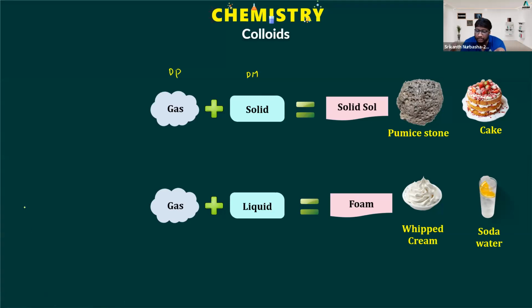So based on the difference in the physical state of the dispersed phase and a dispersion medium, we have tried to name different types of colloidal solutions, and examples of each category are given. So we have to take this very seriously, because questions will be directly asked, like pumice stone is an example of which type of sol. Foam is which type of sol. Fog is which type of sol. Like that, questions can be asked.